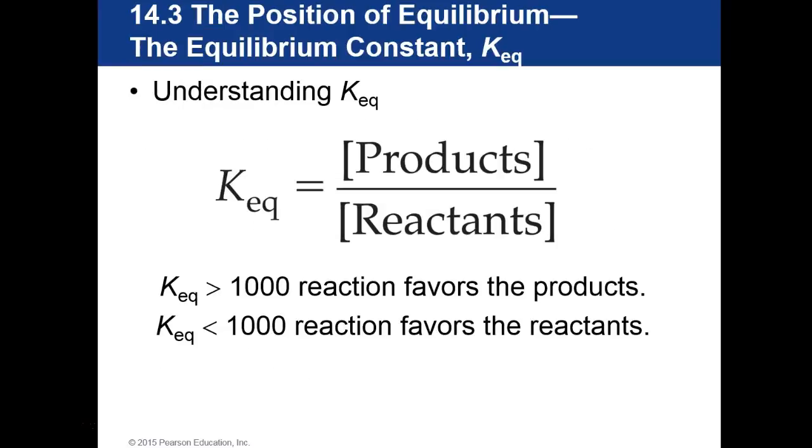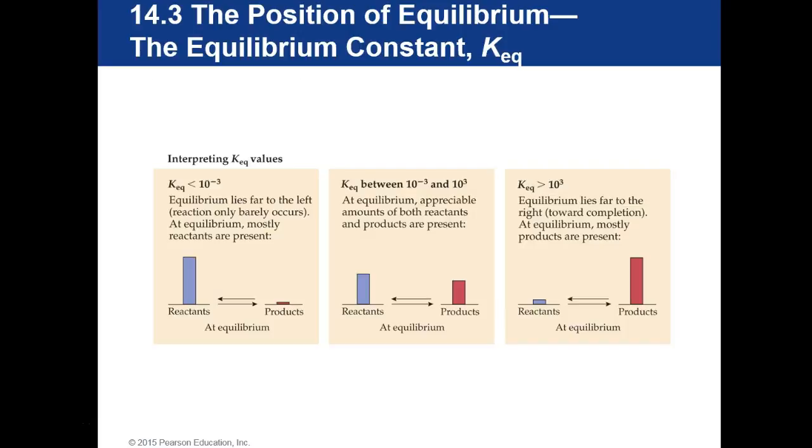So understanding this, if the KEQ is greater than 1,000, or 1.0 times 10 to the third, that means that it favors the products. If it's less than 1,000, it favors the reactants. So here's another example of what that might look like. KEQ less than 10 to the negative third is far to the left. Between 10 to the negative third and 10 to the third, it's pretty equal. And greater than 10 to the third, which is greater than 1,000, it's far to the right.